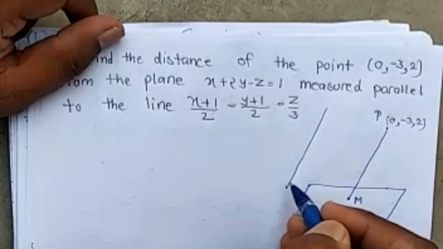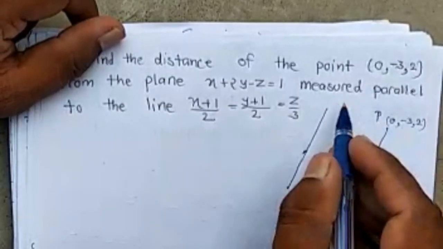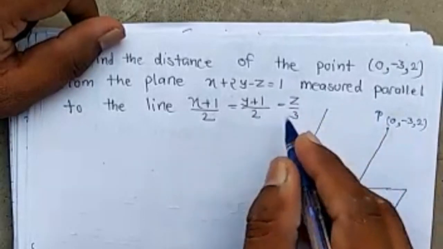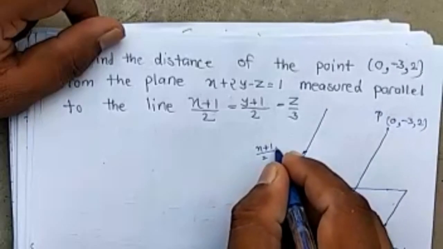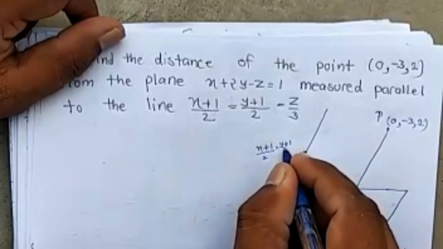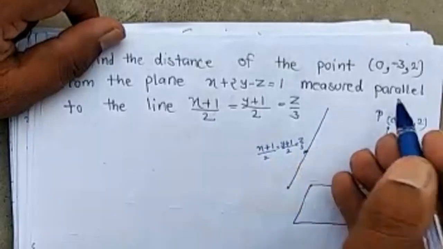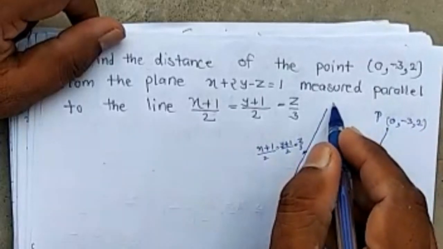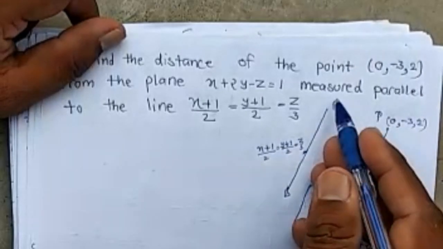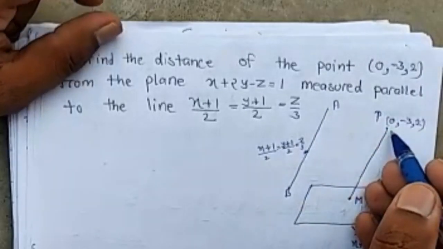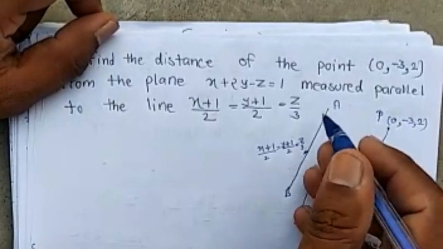to another line whose equation is (x + 1)/2 = (y + 1)/2 = z/3. Let it is AB. Means PM is parallel to AB, or distance of point P from the plane is measured parallel to AB.